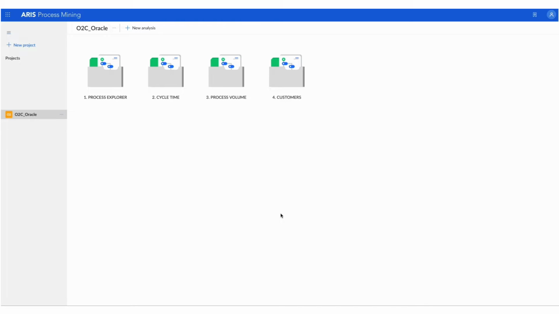For these particular analyses, we used an anonymized dataset covering almost 10,000 unique order-to-cash process instances in order to represent the case that we have in real life. Let's proceed further with the analysis. The first analysis group we will review is the Process Explorer.